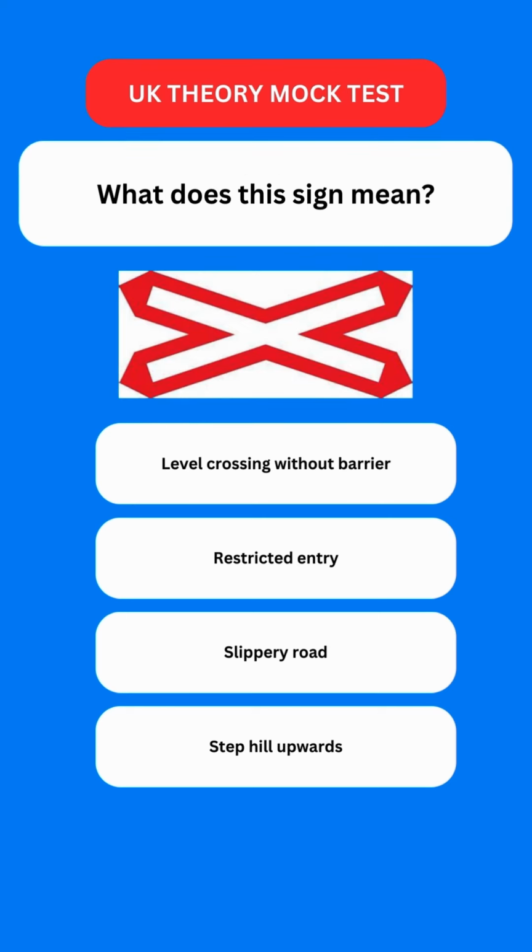Next question is, what does this sign mean? Options are, level crossing without barrier, restricted entry, slippery road, or steep hill upwards. The correct option is the first one. This sign means that there is a level crossing ahead that has no barrier.